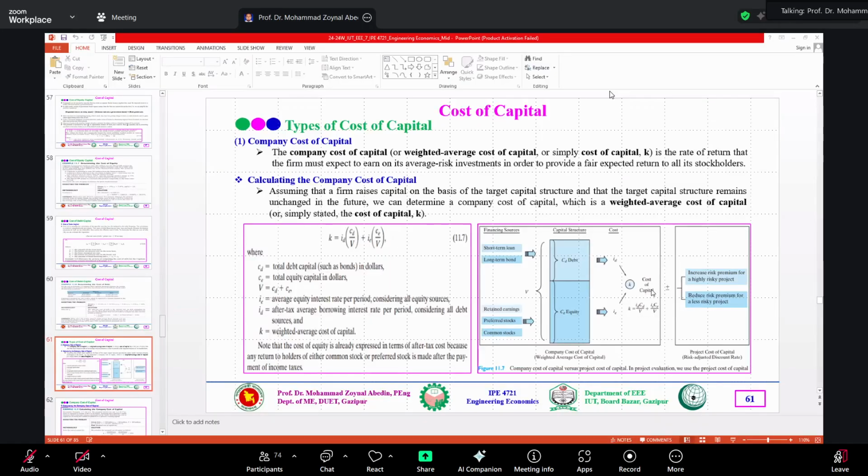So the same thing is written here, plus minus. Sometimes it will be represented as increase risk premium for a highly risky project. If you take a risky project, the risk will be increased. Another one, reduce risk premium for a less risky project. This is the whole matter that will represent the company cost of capital.